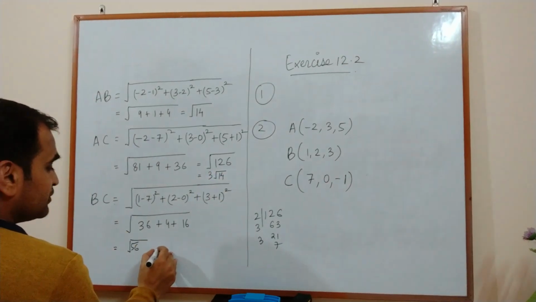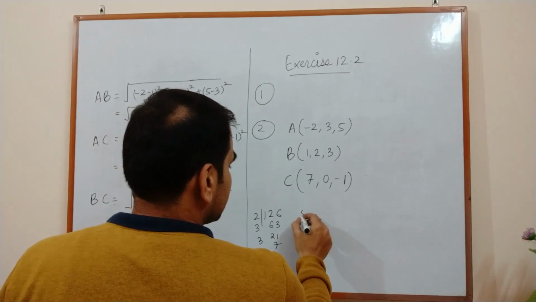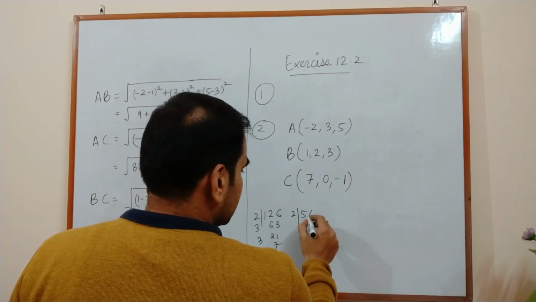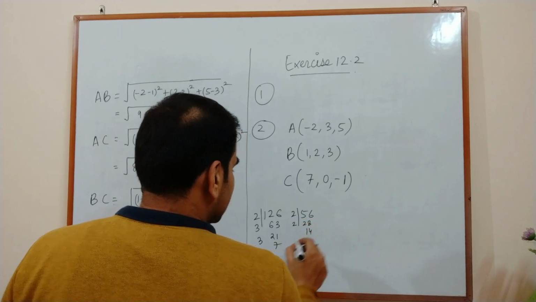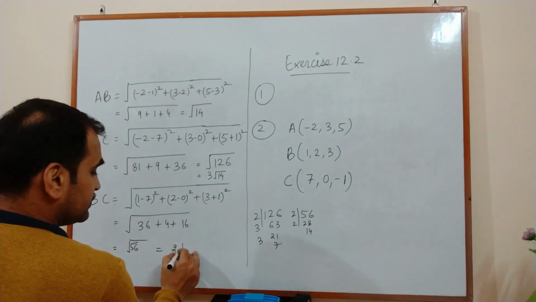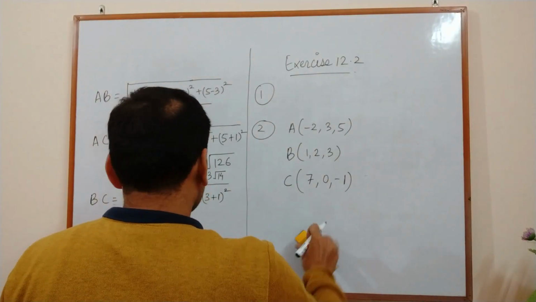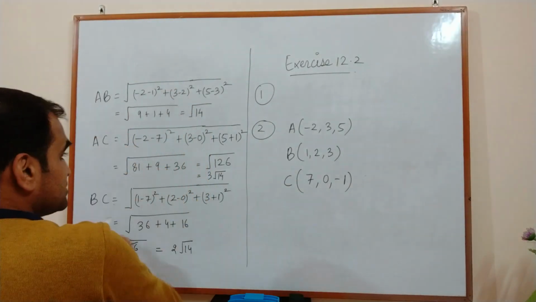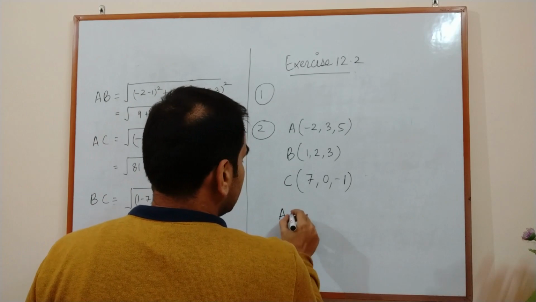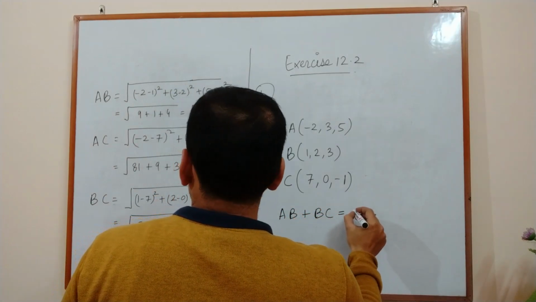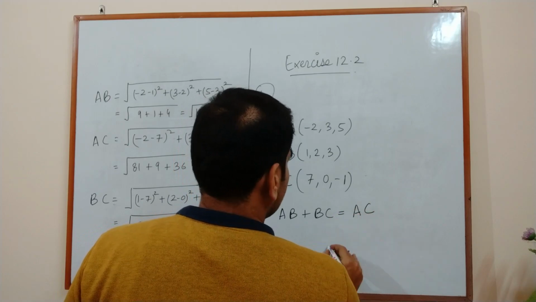Okay, and this other value is root 56. If you factorize 56, it is 4 times 14, so that is 2 under root of 14. So here we can see that AB plus BC is equal to AC.